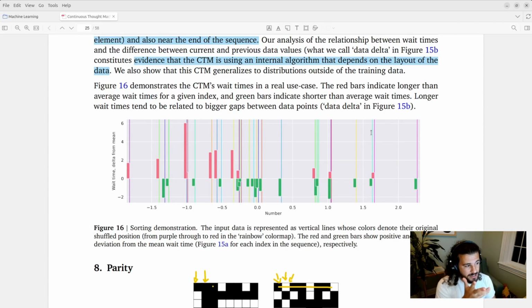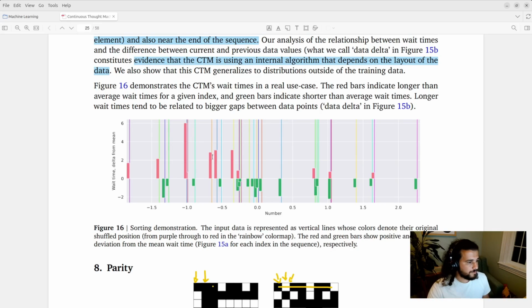But anyway, this is what is happening. Red means there's a bigger than usual wait time, and green means there's a smaller than usual one. You see these two numbers are actually kind of close, so there's lower than usual wait time, but the green and the blue here are very dissimilar, so there's a big wait time here. This kind of aligns with it having developed an internal algorithm for that sequence.